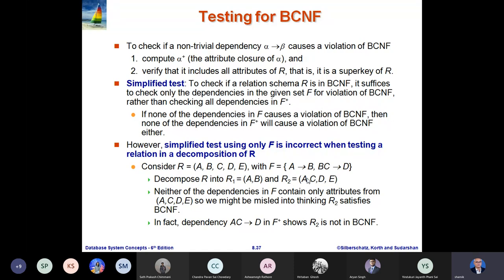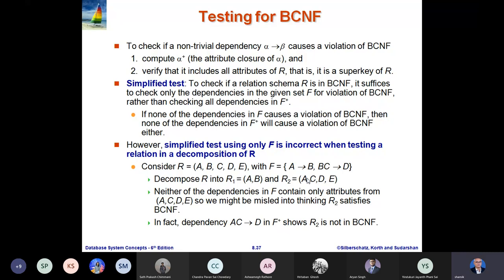Why? If none of the dependencies in F causes a violation of BCNF, then none of the dependencies in F plus will cause a violation of BCNF. But a simplified test using only F is incorrect when testing a relation in a decomposition of R. Whenever we are testing a schema that is given to us to start with, it is fine. But when it is on a decomposition, consider we have R with attributes A, B, C, D, E, and F is A to B and BC to D, and we decompose R into AB and ACDE.